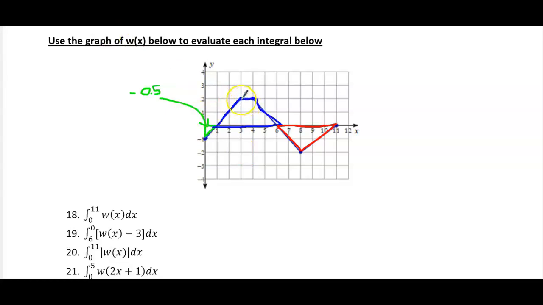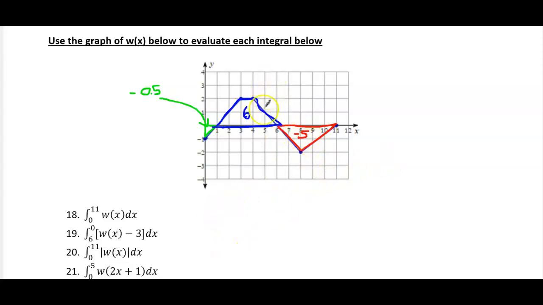This trapezoid here, base plus base, that's going to be 1, 2, 3, 4, 5 is one base, and the top base is 1. So 5 plus 1 is 6, times the height, which is 12, cut in half is 6. So that trapezoid there is 6. And the area of this triangle, base times height, that looks like 1, 2, 3, 4, 5 times 2 is 10. Cut in half is 5. And we're going to make it negative because it's under the x-axis.